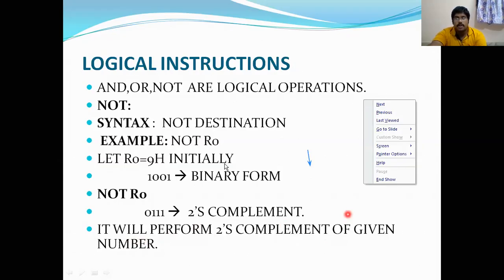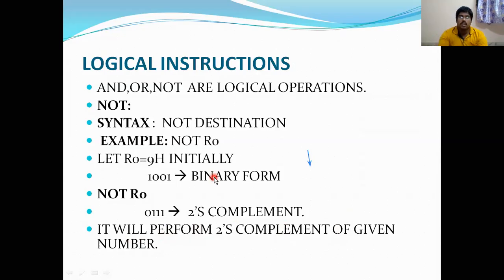So that is the purpose of this one. Which one? The NOT instruction will perform the 2's complement. 2's complement means 1's complement plus 1. That means first of all, the value which we have represented in hexadecimal is converted into binary form, and afterwards the 1's complement is performed on that number, and we just add 1 to the least significant bit so that you get the 2's complement. You know about this very well in your STLD.